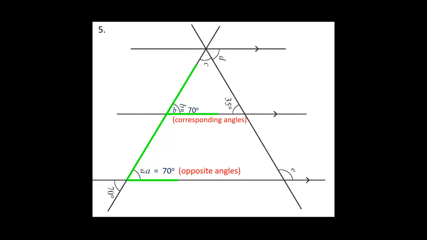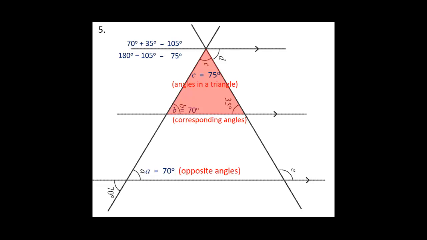Now I've written the reasons down here. They're in red. You don't need to write them down to get the marks in this particular question, but as I said earlier, sometimes they ask us to state why we can say that B is 70. Now then, so C, well that looks nice. There's a triangle there, look. Whenever we've got a triangle, we're normally going to use the fact that angles add up to 180. So we've got a 70, we've got a 35, that's 105. So C must be 180, take away 105, 75.